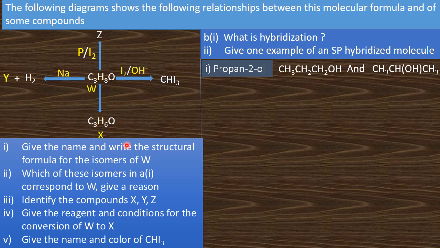So friends, which of the isomers corresponds to Z? So we'll just say they want us to give the corresponding isomer of W, and we give a reason for our answer. So friends, to do that, we are going to have propan-2-ol. So that is actually the compound that is being formed. Okay, that's the compound that is actually being formed.